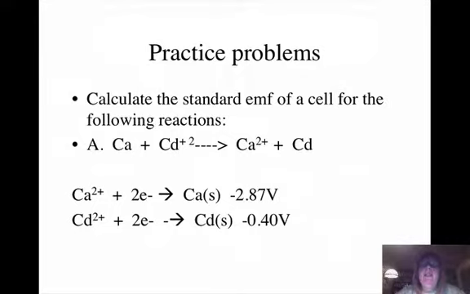So calculate the standard EMF of a cell for the following reaction. And so I look at this and I see, oh, in this case, calcium is being oxidized and cadmium is being reduced. And if I forget what oxidation and reduction are, I can look here. These are always reduction potentials. We're adding electrons. Here's the reduction potential for calcium 2+. It's a negative 2.87 volts. And here's the reduction potential for cadmium being reduced. And it's negative 0.4 volts.